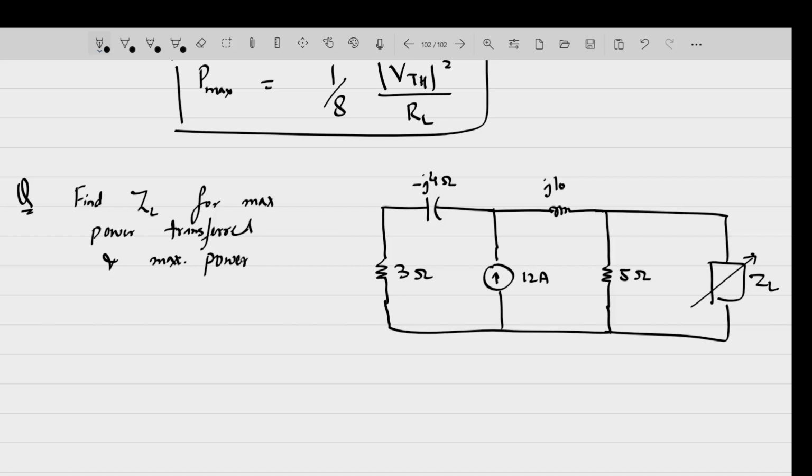So find the value of ZL for which maximum power will be transferred, and also the maximum power that will be transferred. In short, find the Thevenin's equivalent and find out the value of ZTH, then you will get ZL from there.